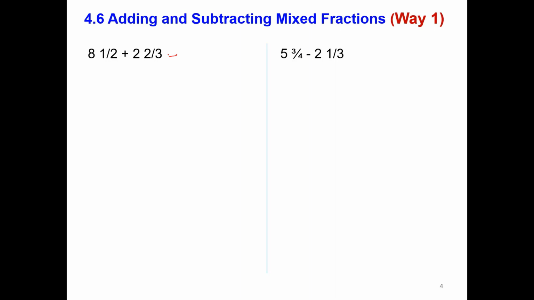Here, let's write this one, just to make clear what numbers we have. If we apply way 1, we need to convert this into an improper fraction. 8 times 2 is 16 plus 1 is 17, so we have 17 over 2, plus 2 times 3 is 6 plus 2 is 8, so we have 8 over 3.